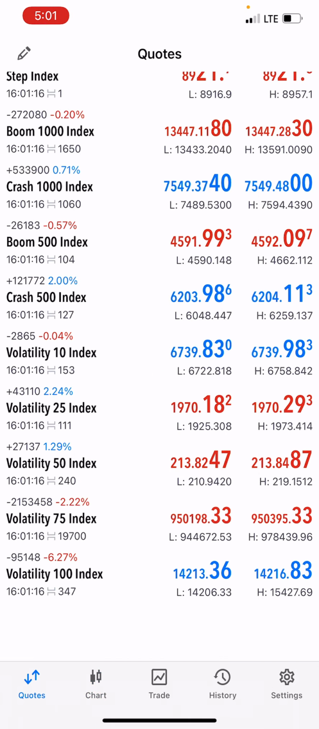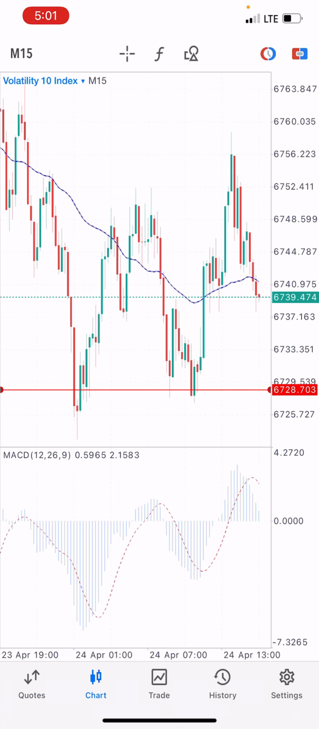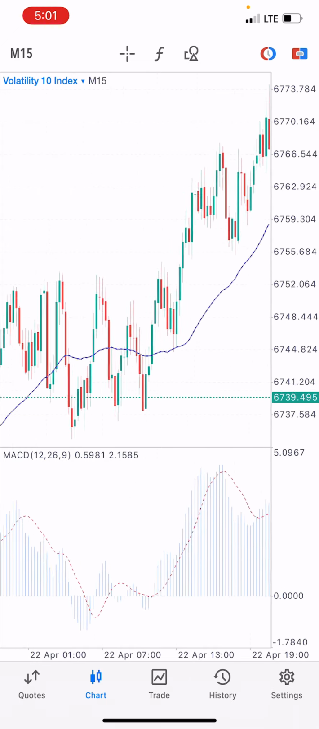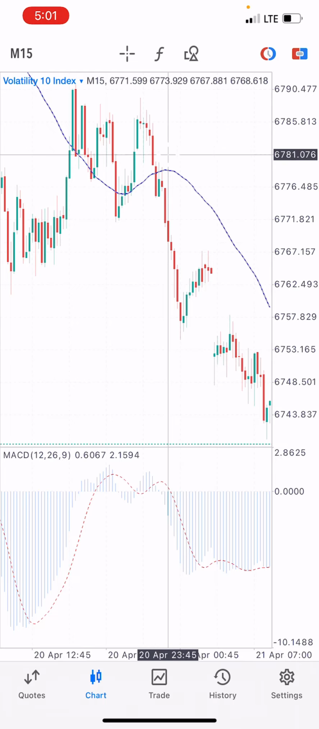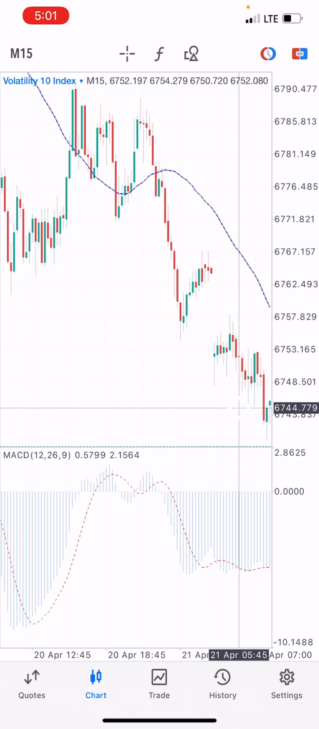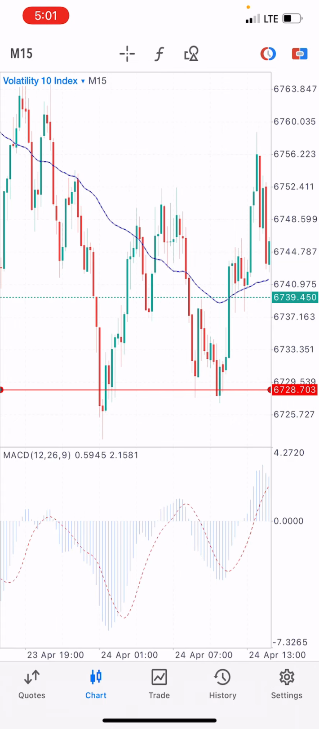The strategy also works on other synthetic indices like Volatility 10, Volatility 75. Look at it. At this point it crossed above and then it sold. Look at this. This is a total consolidating market.